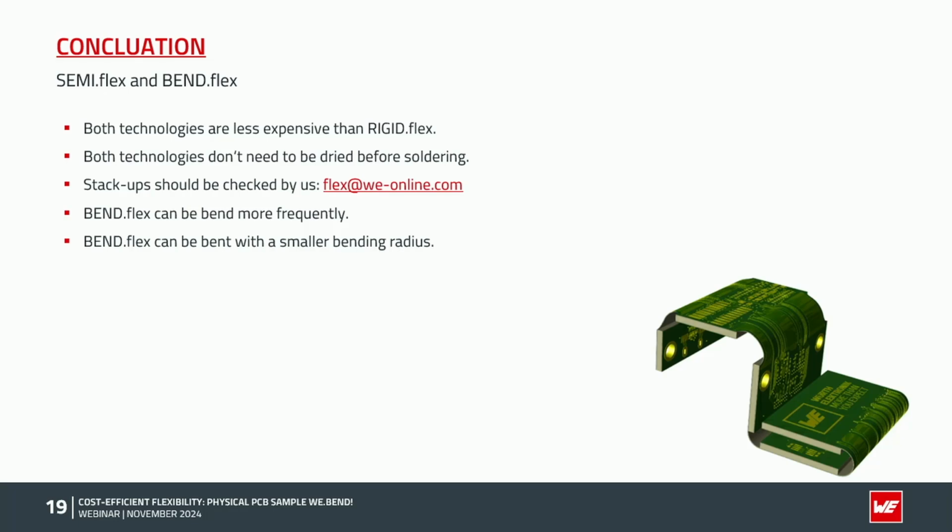Bend.flex can also be bent with a smaller bending radius, which is nearly as small as the bending radius for rigid flex, but as mentioned before, it's more cost efficient. The combination with HDI is possible, so microvias from layer 1 to layer 3, which is not common.